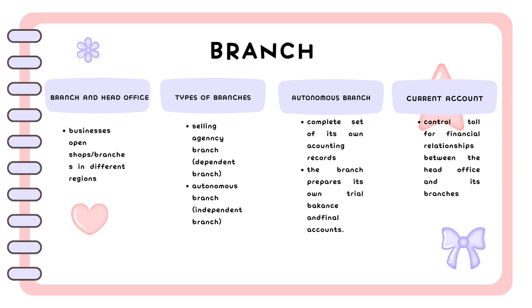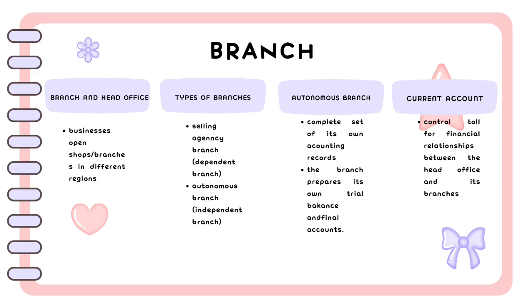A selling agency branch is known as a dependent branch, while an autonomous branch is an independent branch. In a selling agency branch, goods for resale are supplied by the head office, while an autonomous branch is a branch outlet that may make some local purchases for goods to be sold.